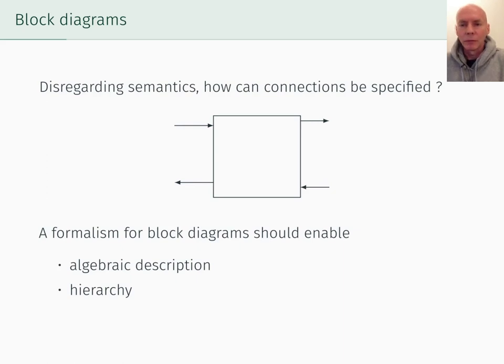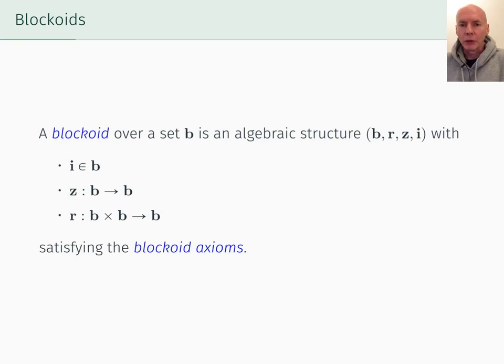Where to go from here? Well, again, we'll have to make something up. We wanted an algebraic description, so how about an algebraic structure called a blockoid? I made up this name blockoid as a joke, but I can't think of a serious name that fits, so blockoids it is. A blockoid over a set B is an algebraic structure consisting of a distinguished element I in B, a unary operator Z mapping B into B, and a binary operator rack mapping a pair of elements of B into an element of B.